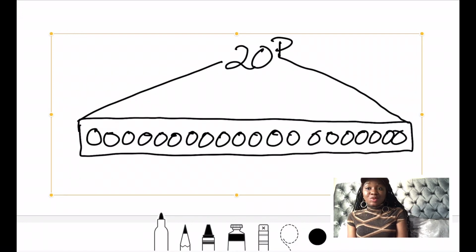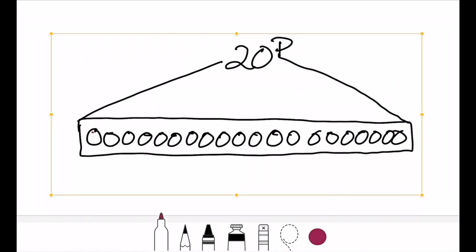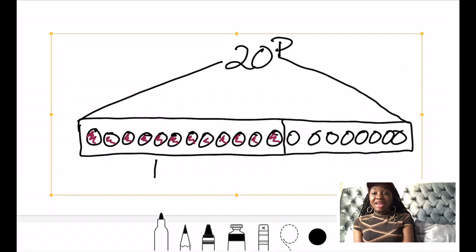Let's take this 20 apart. We have our 20 plants here. Let's count 12 of them to represent our roses. Now I'm going to write 12 and label it R to represent 12 roses.